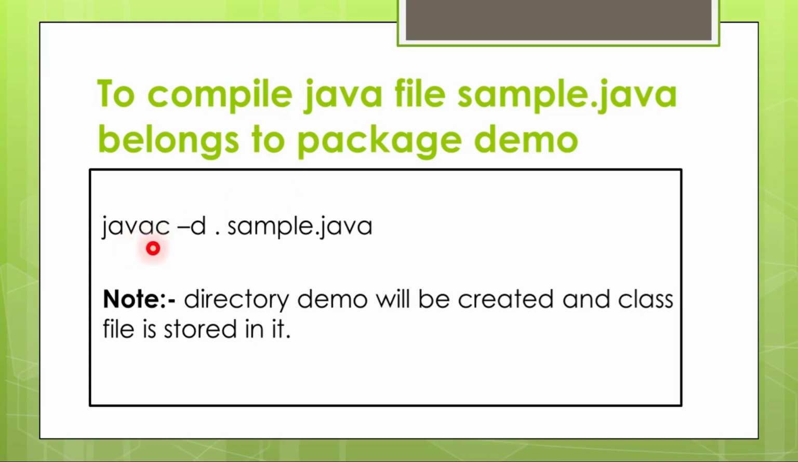You don't have to worry. Additionally, in case you want to compile a file in which you have created a package, if the file consists of a line "package" followed by the package name, then you need to use this command. Here javac -d means consider the directory. In case the directory doesn't exist, a new directory will be created. Space dot sample dot java.